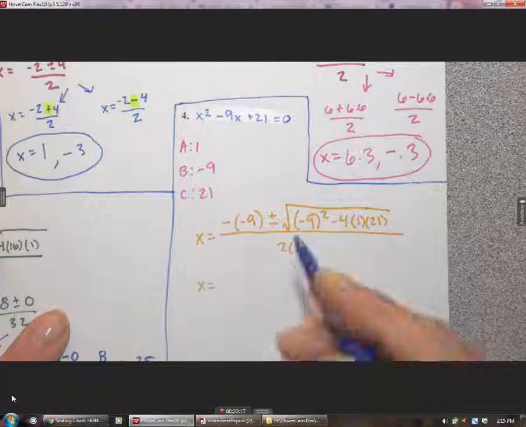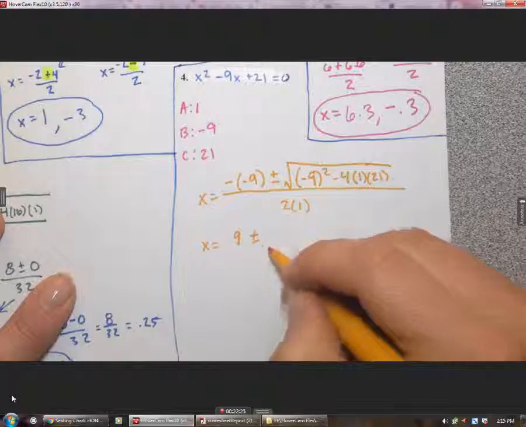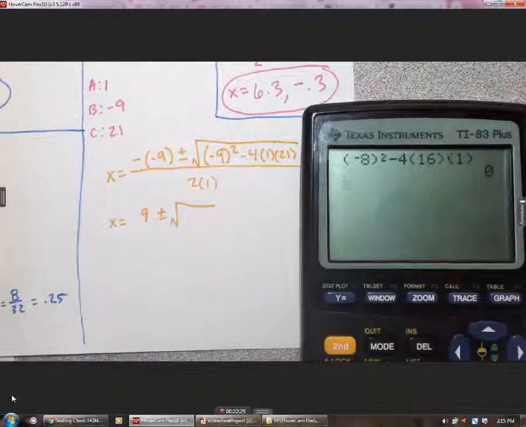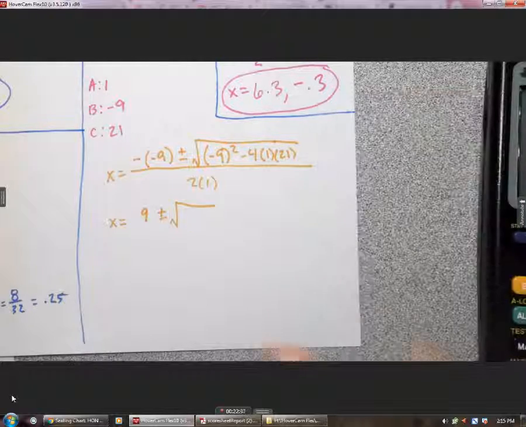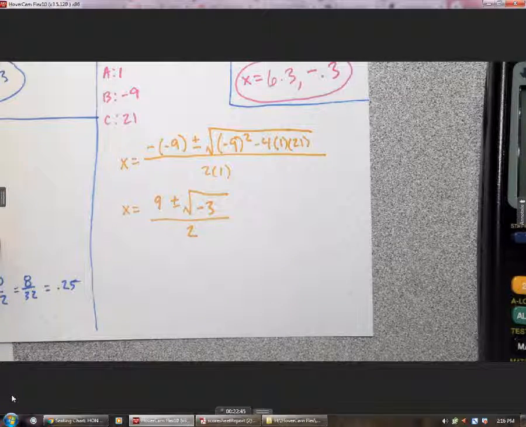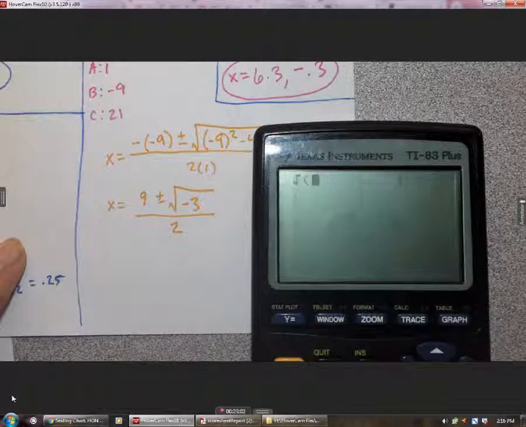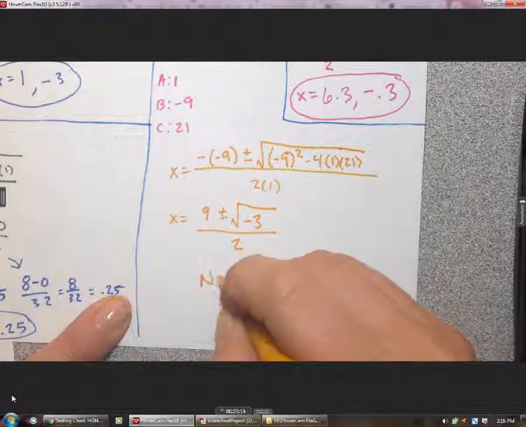What's negative 9? Positive 9, plus and minus the square root of negative 9 squared minus 4 times 1 times 21, which is negative 3, over 2. What's the square root of negative 3? Type it in. It says error. Good. It should say error. Non-real answer. You can't take the square root of a negative number. So that means this is no solution.